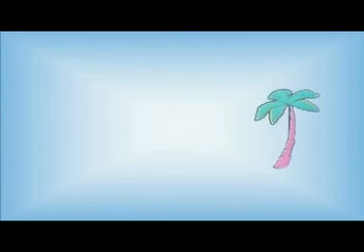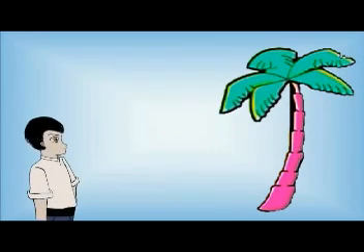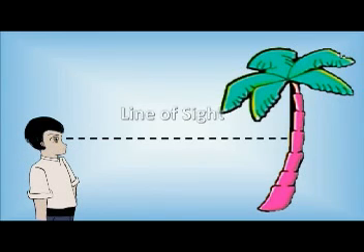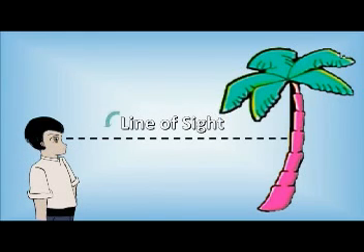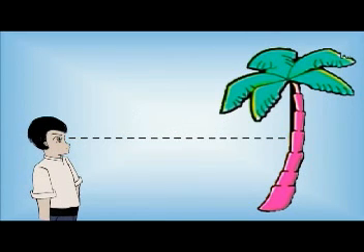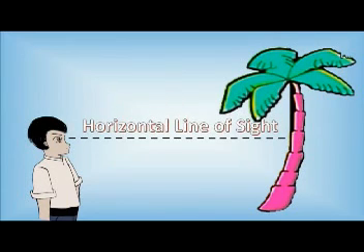We have here a tree and a boy standing some distance away from this tree and looking straight at it. The line drawn from the eye of the boy to the distant point where the boy is looking is called the line of sight. Since the line is parallel to the surface, we call it the horizontal line of sight, or a horizontal line.